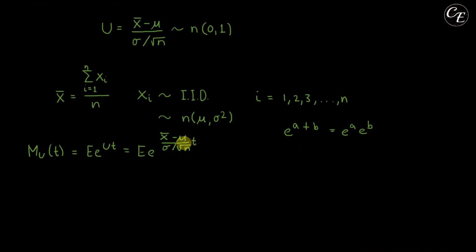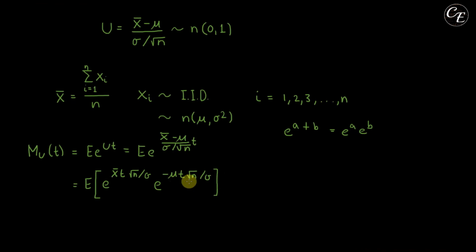Then distributing this t over sigma over square root of n for each term in here, and then applying this, we have the expectation of e raised to x bar times t. Now for the square root of n, we have here over square root of n, we can put it at the numerator, so we have square root of n, and then we are left with sigma for the denominator, and then we have e raised to negative mu times t times square root of n over sigma.